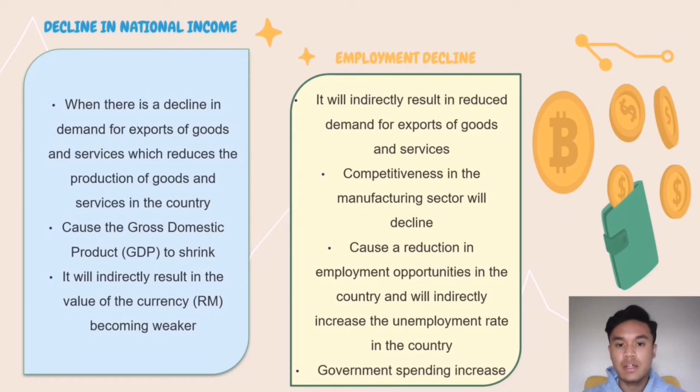Decline in national income occurs when there is a decline in demand for export of goods and services, which reduces the production of goods and services in the country. When the service sector reduces the production of goods in the country, it will cause GDP to shrink.